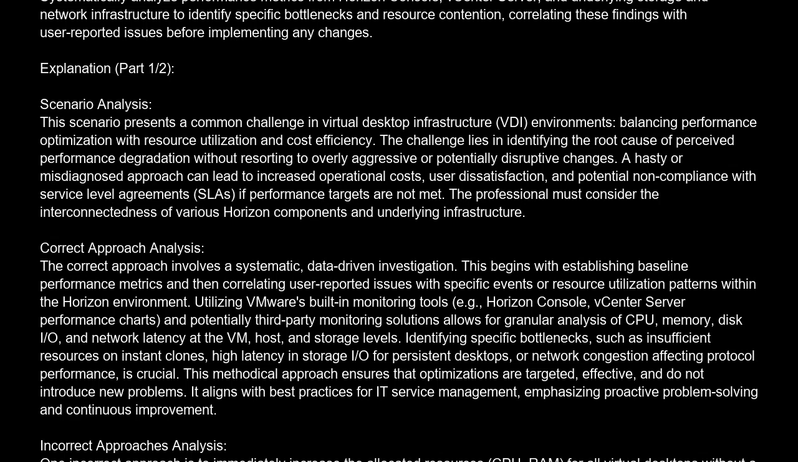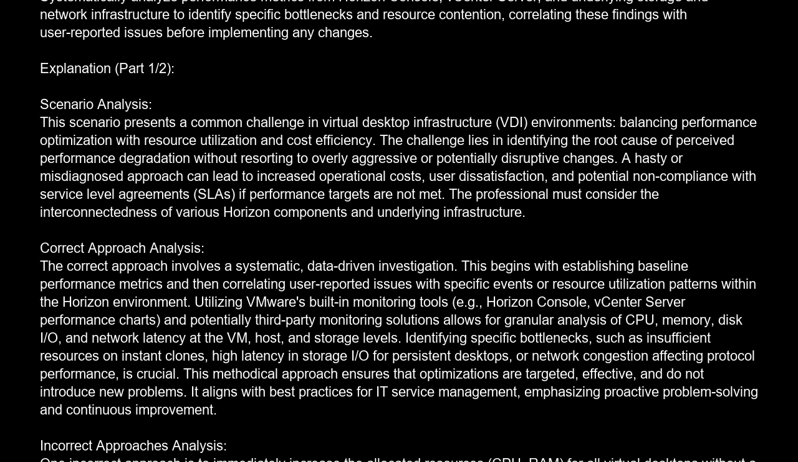The correct answer is D. Systematically analyze performance metrics from Horizon Console, vCenter Server, and underlying storage and network infrastructure to identify specific bottlenecks and resource contention, correlating these findings with user-reported issues before implementing any changes. Explanation. Scenario analysis. This scenario presents a common challenge in virtual desktop infrastructure, VDI, environments, balancing performance optimization with resource utilization and cost efficiency. The challenge lies in identifying the root cause of perceived performance degradation without resorting to overly aggressive or potentially disruptive changes.